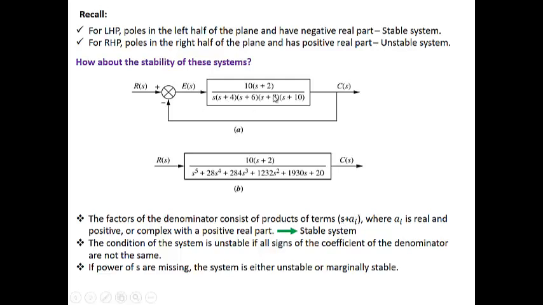Okay, so from this example, the system boleh menjadi unstable if all signs of the coefficients of the denominator are not the same. From here we got S plus 4, S plus 6, but this one we got S minus 8. So there is a high possibility the system will get an unstable response. Okay, if a power of S is missing, the system is either unstable or marginally stable. So dia dah hilang pengaruh stability dalam sistem dia.